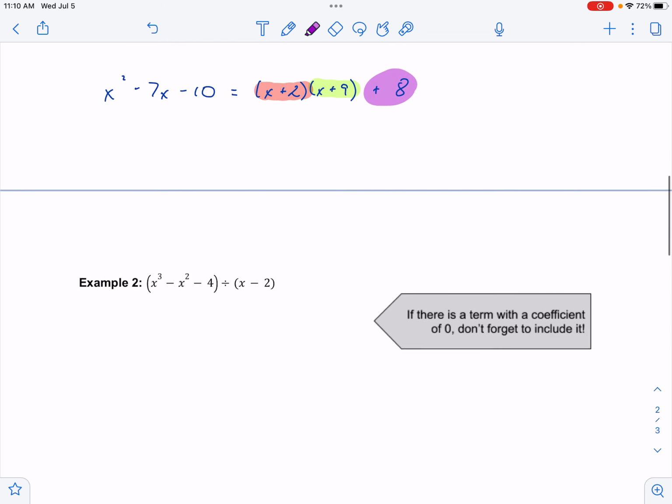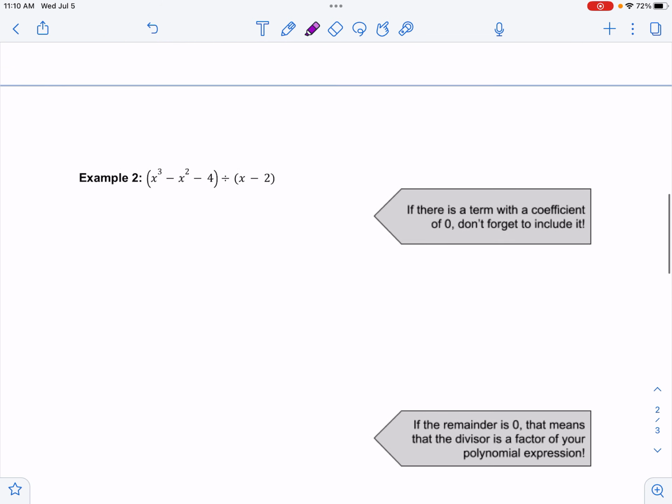Let's go on to another example here. In this example that I've provided you, it's a little bit trickier because we are missing terms. And what do I mean by that? If you were to actually write this out, in descending order of terms, what we're missing is a term in this question that has an x on it, just an x to the power of 1. We have an x cubed, we have an x squared, but what we don't have is an x.